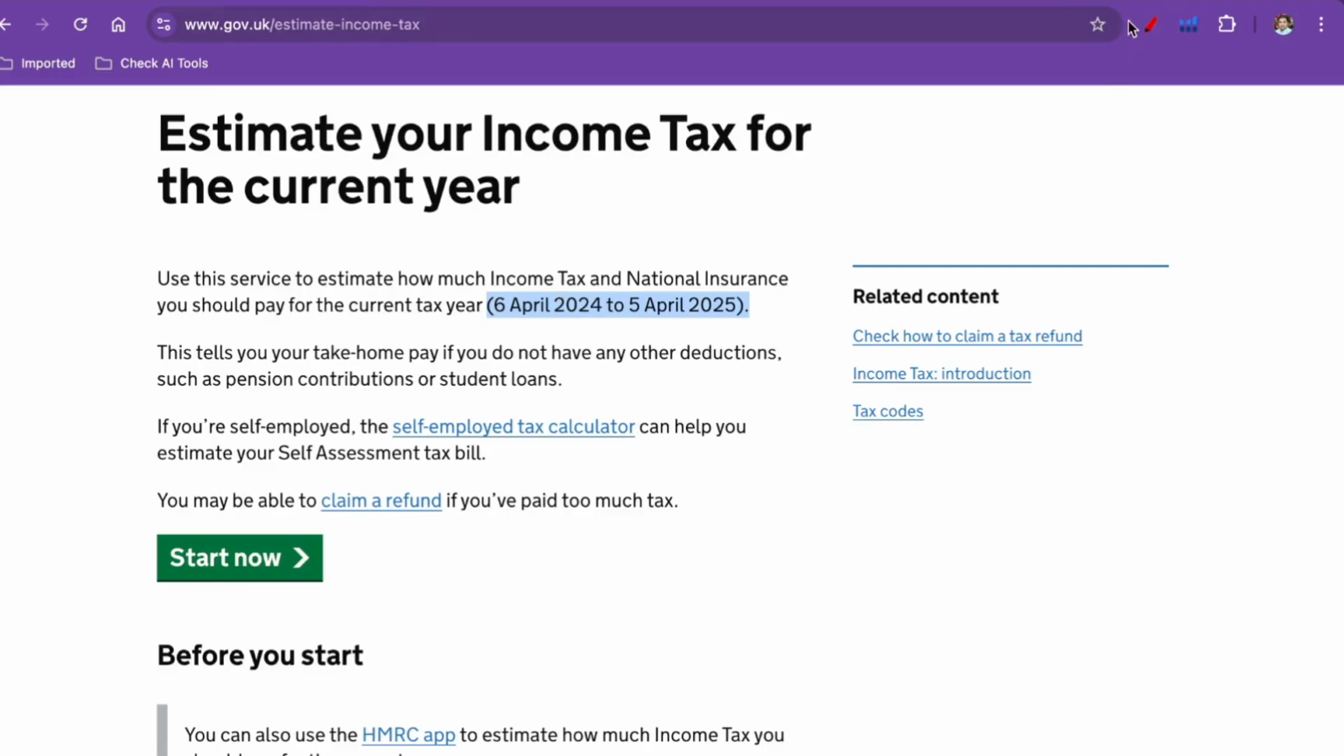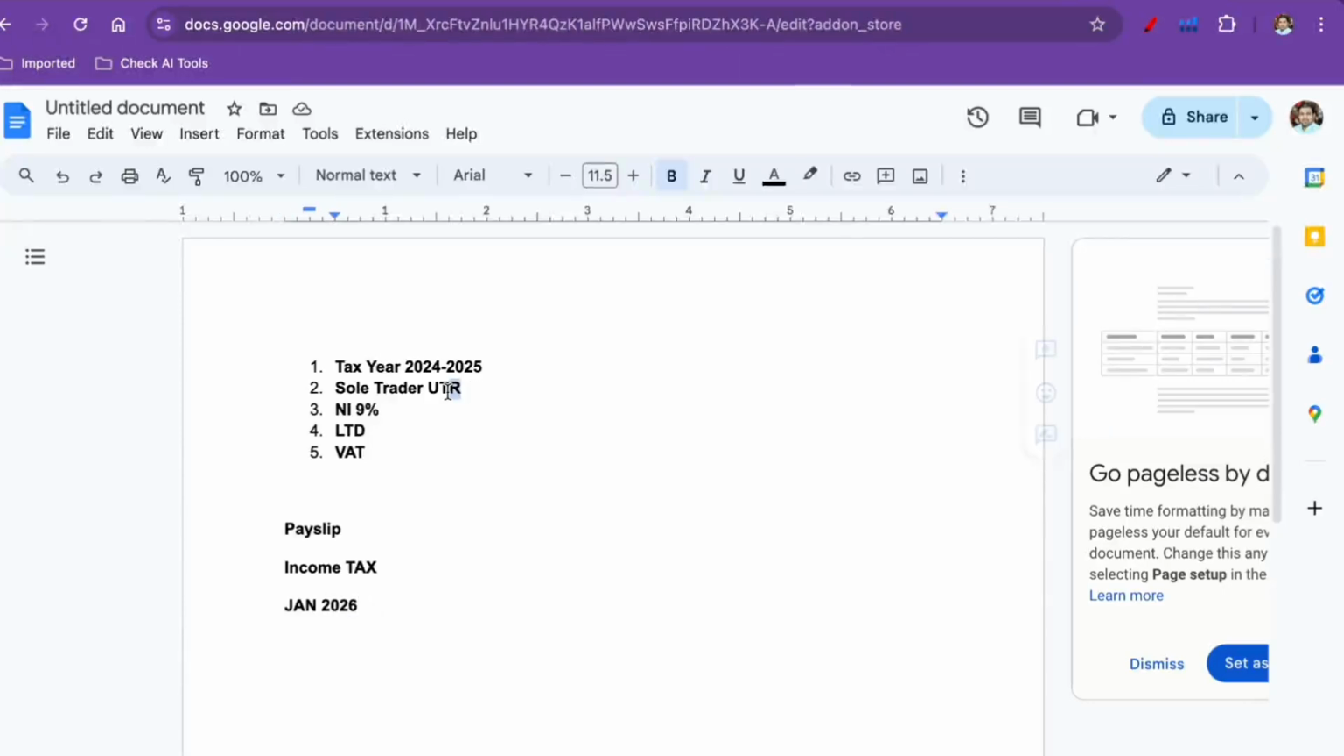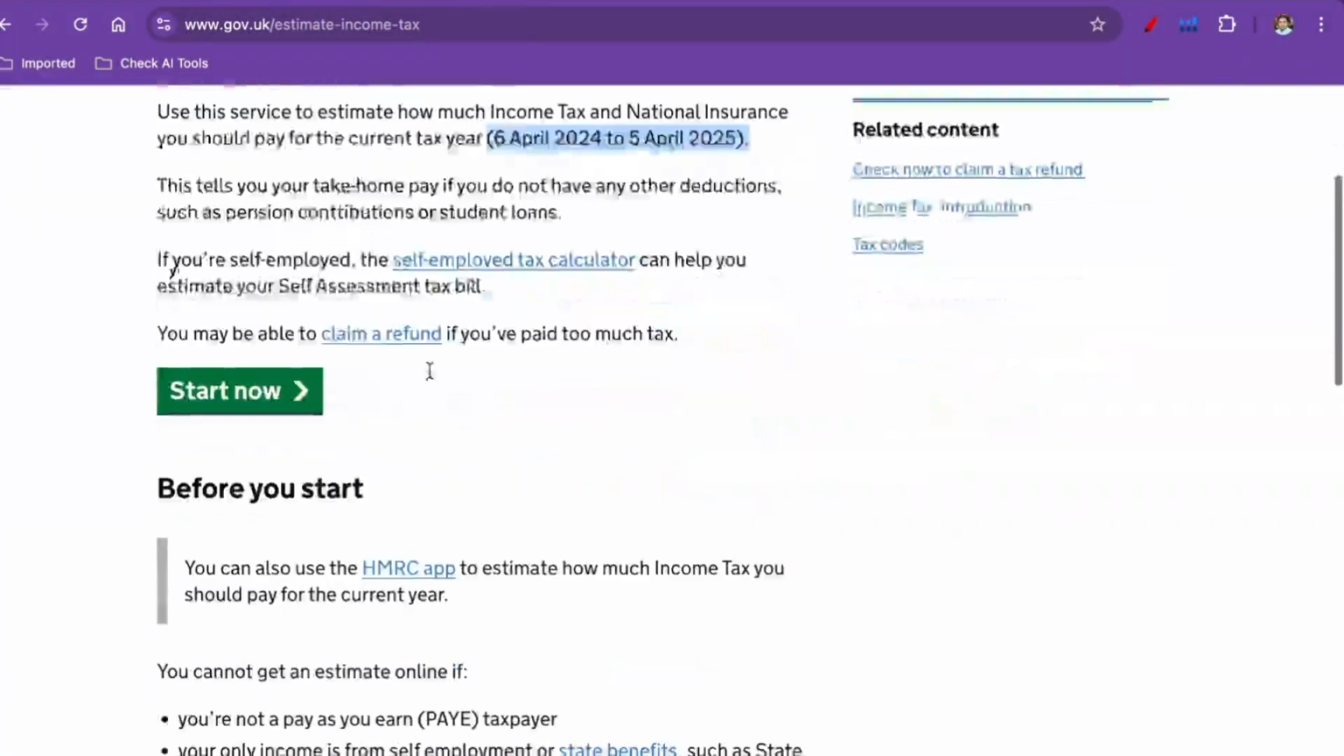If you're going to go as a sole trader, you're going to have to get a UTR number. A UTR number is a unique tax reference number. This is what we call it. It's different from a national insurance number. So you can apply for a UTR by coming right here.